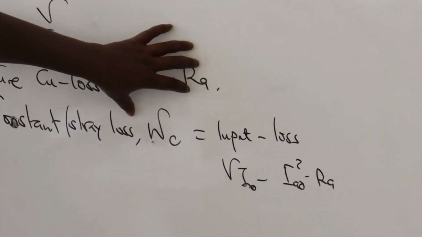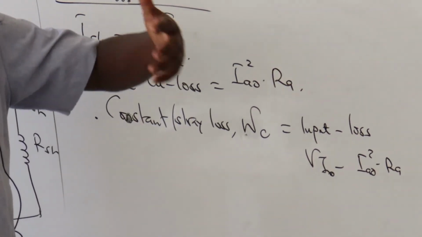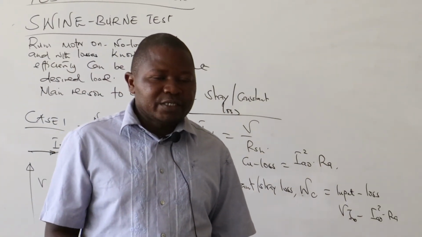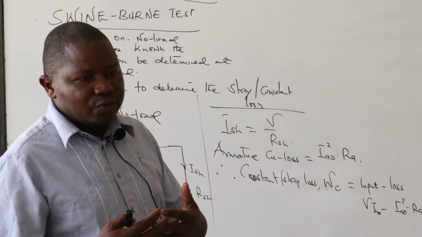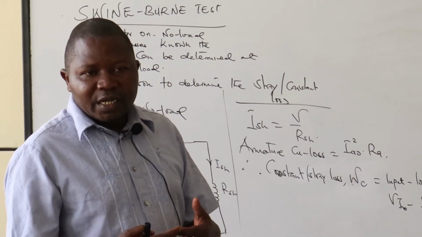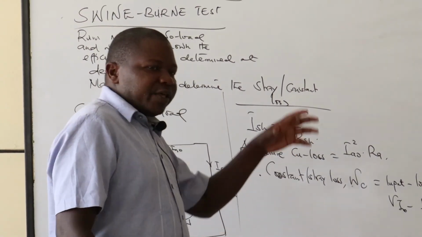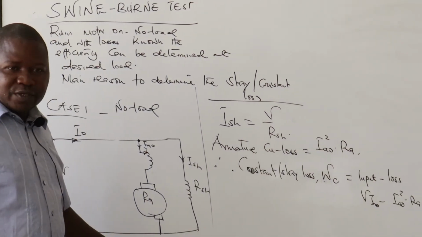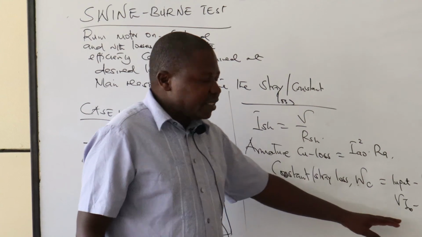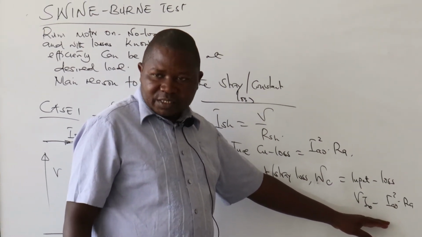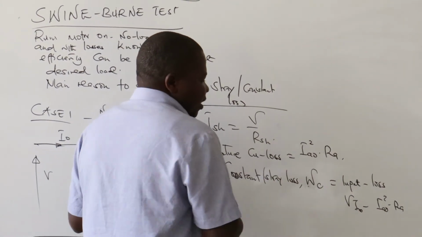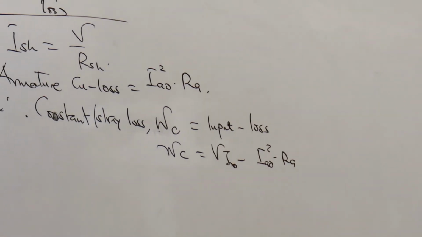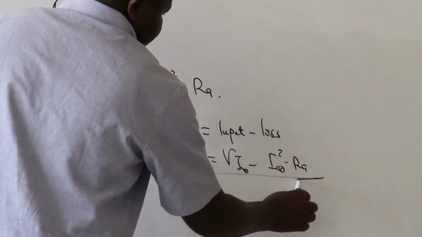We are saying the loss is here, right? The stray losses are any other losses that are not within the armature. There are losses due to the brushes. There are losses due to the field. So having the armature loss, we subtract it from the input that was given to this motor. Therefore, the remaining is the stray losses, right? That's why we say it is input minus losses. So W_C is equal to this one.